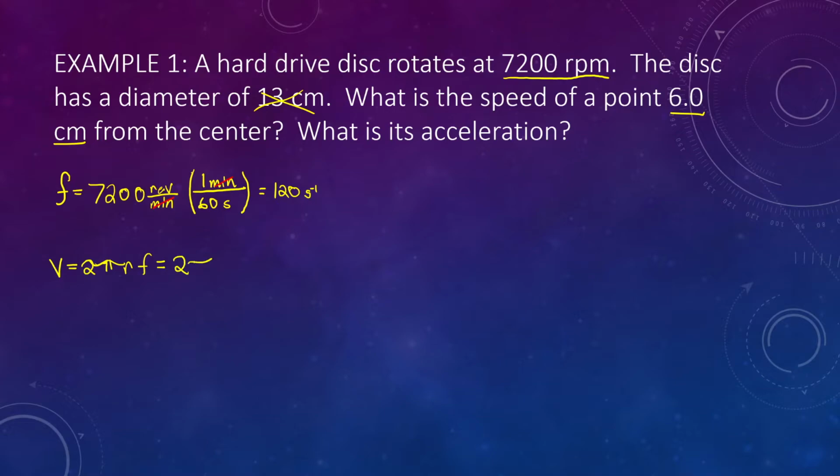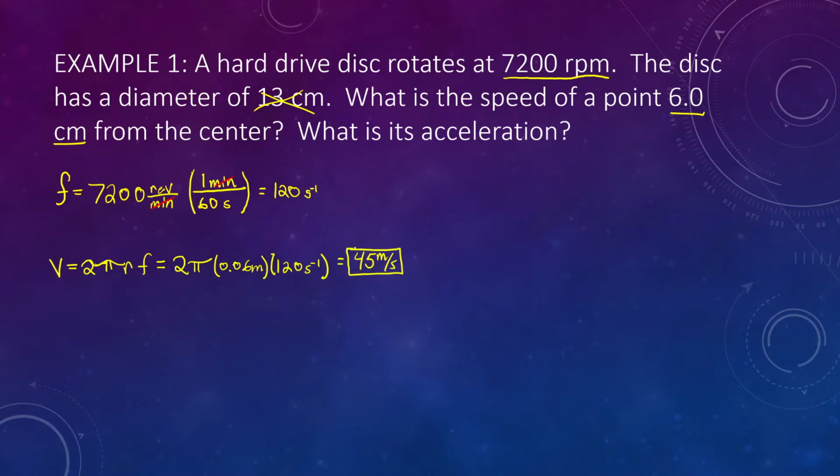So we have 2 pi times the radius, which was 6 centimeters or 0.06 meters, times the frequency, 120 inverse seconds. Now look at the units here. We have a unit of meters times seconds to the minus 1. That's going to give us the correct unit of velocity of meters per second. This comes out to be about 45 meters per second.